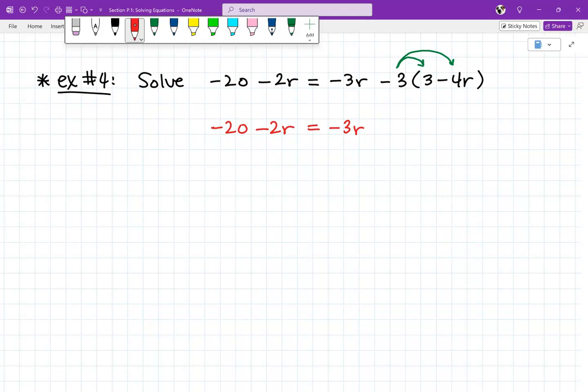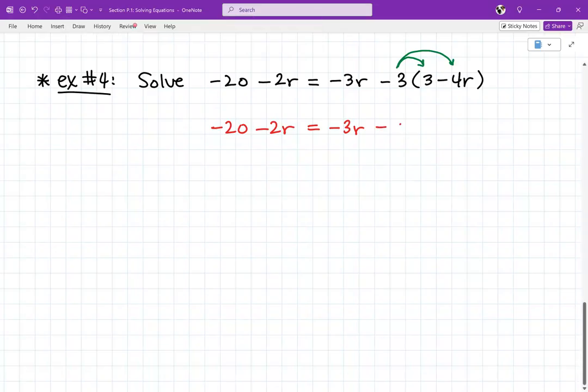So anyway, let's go ahead and distribute here. Negative 3 times 3 is going to be a negative 9, and negative 3 times a negative 4r is a positive 12r. Okay, now let's combine on the right side. I have a negative 3r plus a 12r. So negative 20 minus 2r equals, negative 3r plus 12r, that's 9r minus 9.